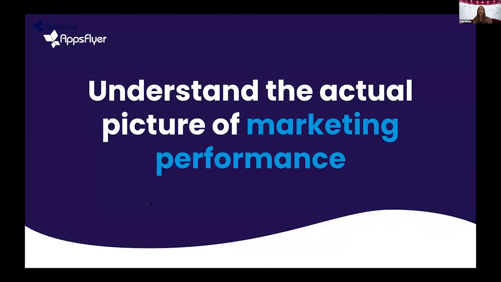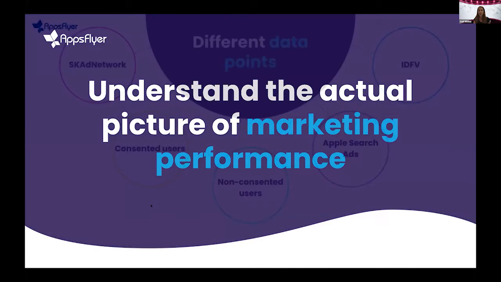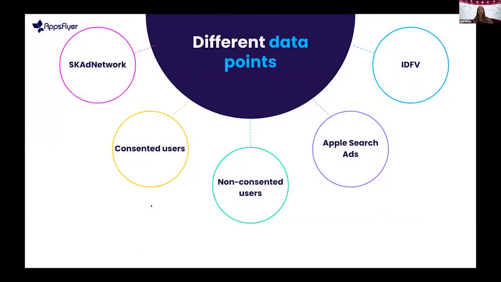So let's start breaking down each challenge. How can marketers really understand the actual picture of their marketing performance? Marketers' lives were switched from a unified reality to one that is siloed across different dimensions. We have SKAdNetwork, we have Apple Search Ads, we have the MMPs, but which one of them is true? How can we really understand the actual picture of our marketing performance?